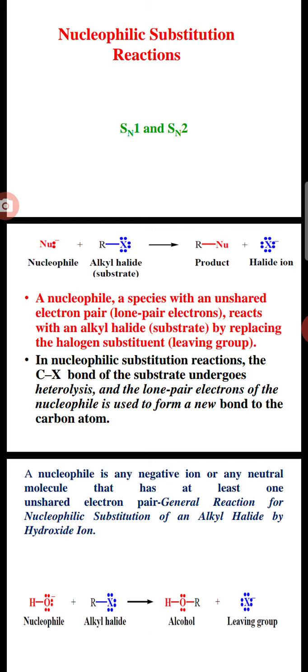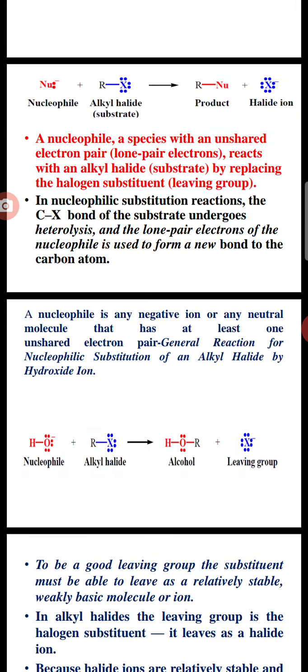Dear students of second year chemistry, let us learn about nucleophilic substitution reactions SN1 and SN2. Before starting, we define a nucleophile: a species with an unshared electron pair that reacts with an alkyl halide substrate by replacing the halogen substituent, known as the leaving group.